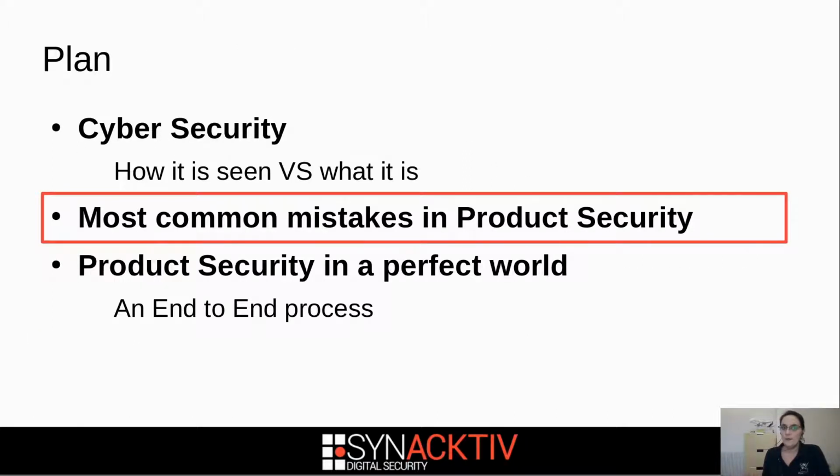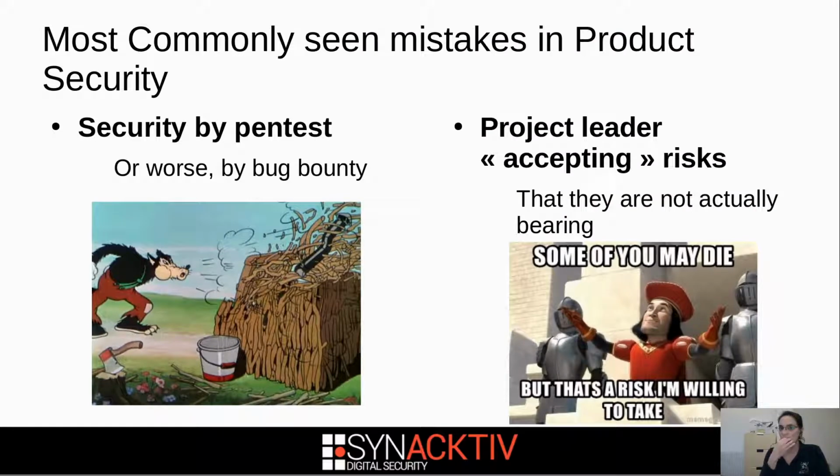So I'm going to talk about the most common mistakes I've seen in product security, whether when I was a product security officer or when I was in an attacker's team. One of the first, or at least the one I've seen the most often, is security by pen test or bug bounty. It's typically a project that did not care about security during its development phase, and at some point was forced to do a pen test or decided maybe it could be a good idea to do a pen test, and that's all. They think that's security, and because they've done a pen test, they're going to be secure.